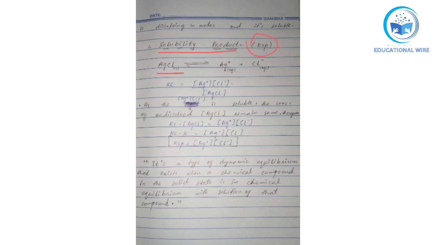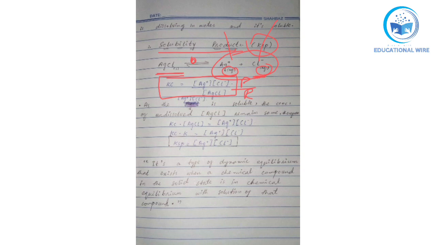Here we have a solid in the form of AgCl. When we dissolve it in water, we have Ag and Cl, metal and non-metal. Here we have written aqueous solution, meaning dissolved in water. So how will we write it in the Kc form? Kc is equal to product upon reactant. Ag plus Cl is the product, it is soluble. That's why some of it is dissolved and some of it is undissolved.